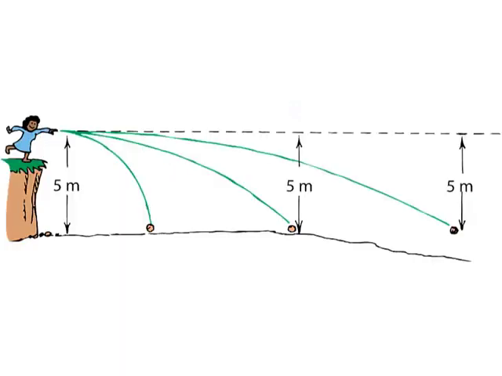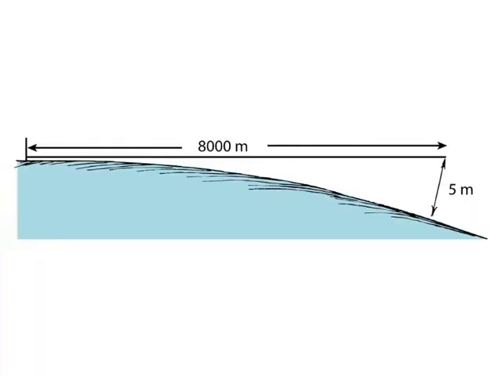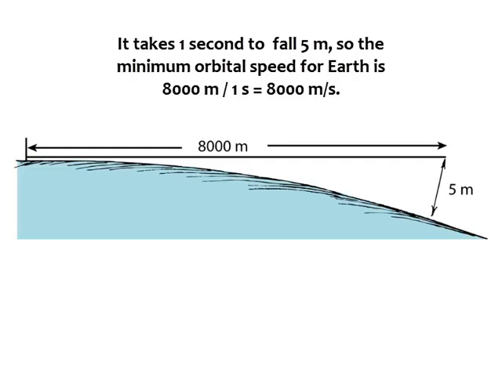A stone dropped from rest accelerates 10 meters per second squared and falls a vertical distance of 5 meters during the first second. In the first second, a projectile will fall 5 meters below the straight line path it would have taken without gravity. In the curvature of Earth, the surface drops a vertical distance of nearly 5 meters for every 8,000 meters tangent to its surface. The orbital speed for close orbit around Earth is 8,000 meters per second, or 8 kilometers per second. That's 18,000 miles per hour.